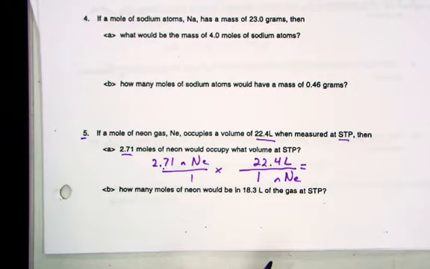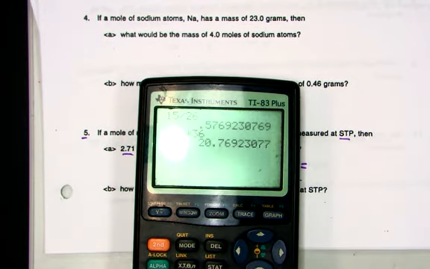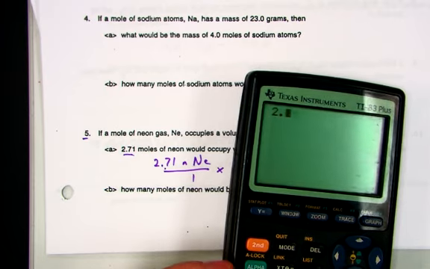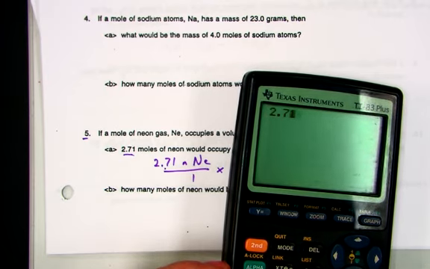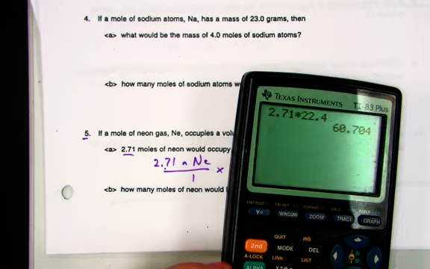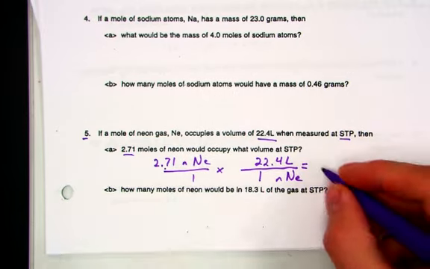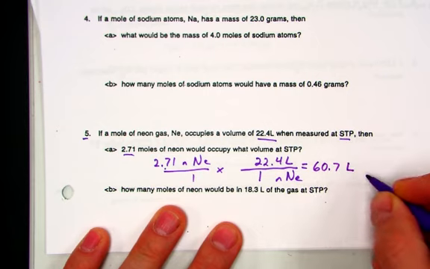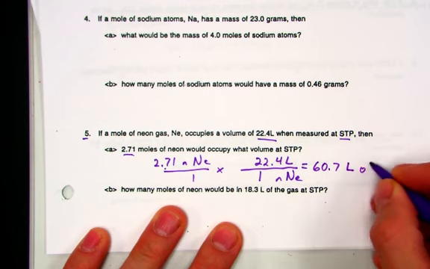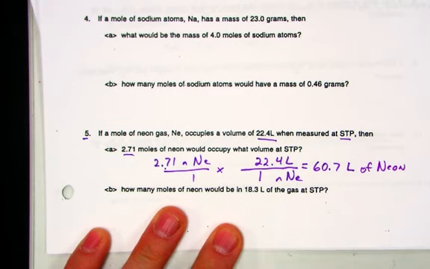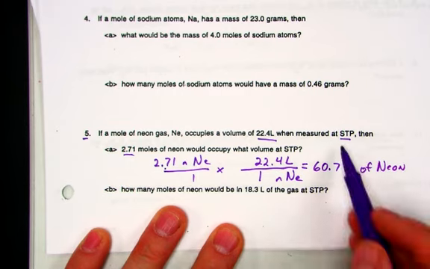And let me grab my calculator here. So I would take, I don't know how well you can see that with the glare, 2.71 and multiply by 22.4. And I would get 60.7 liters of neon. So that's how much space 2.71 moles of neon takes up, assuming I'm at STP.